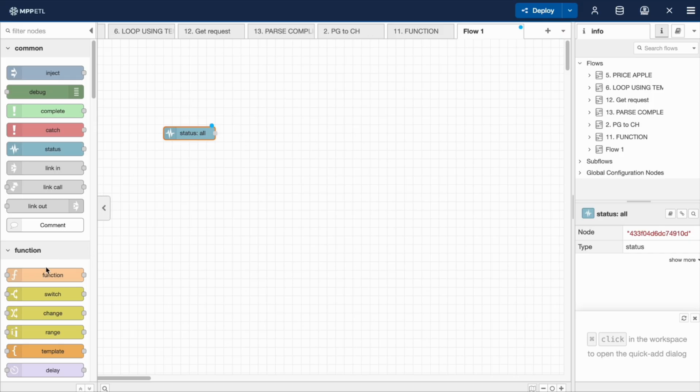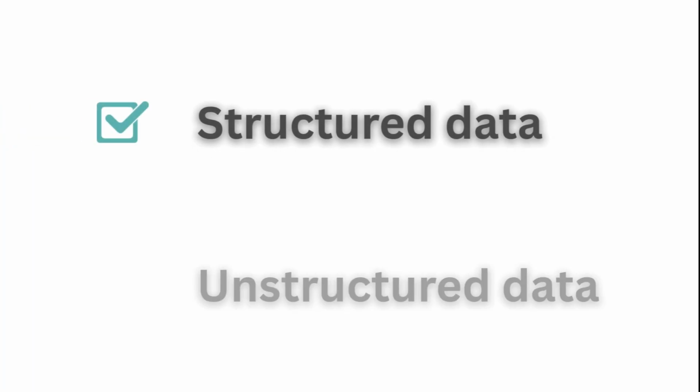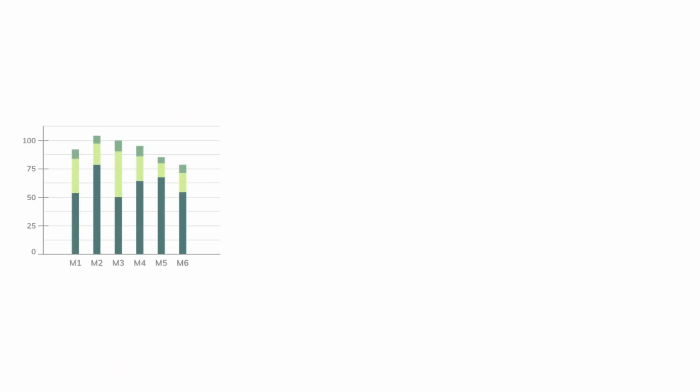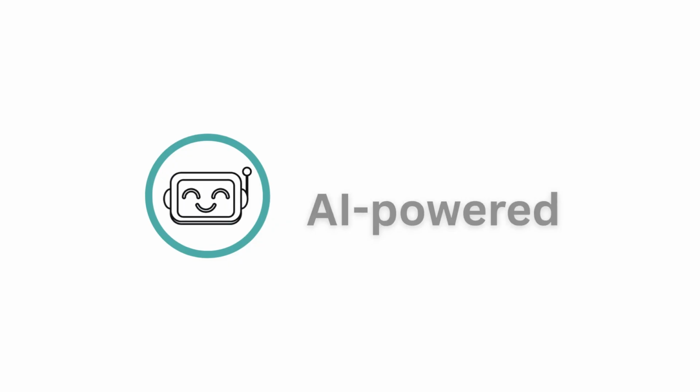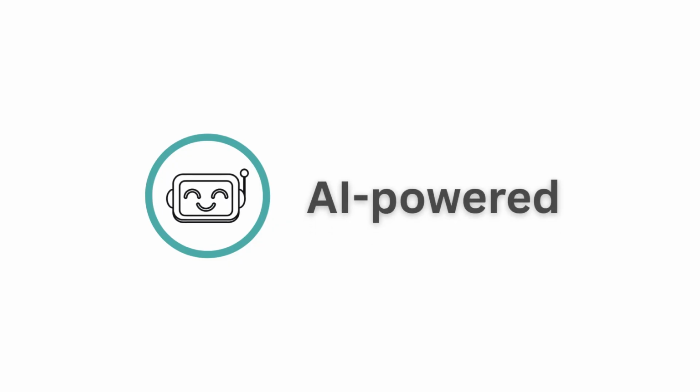MPP ETL is a powerful low-code, no-code tool. It works with both structured and unstructured data and gets it ready for advanced analytics. It also has AI-powered features to make your work easier.